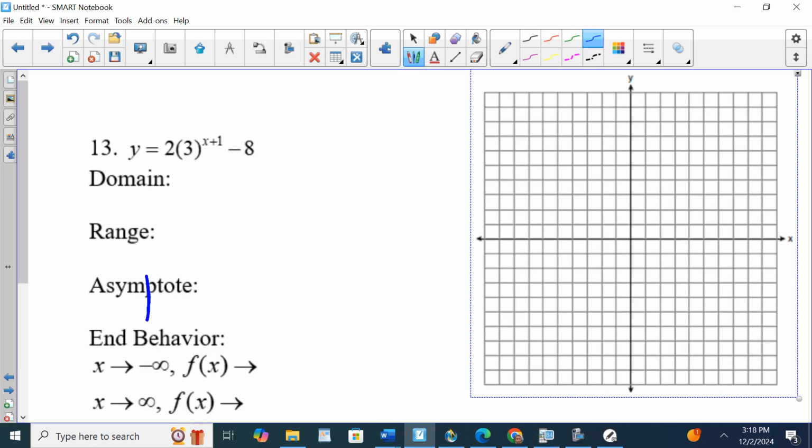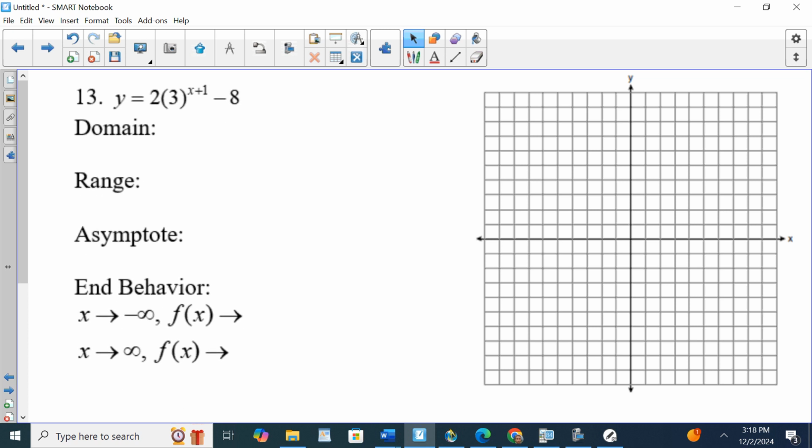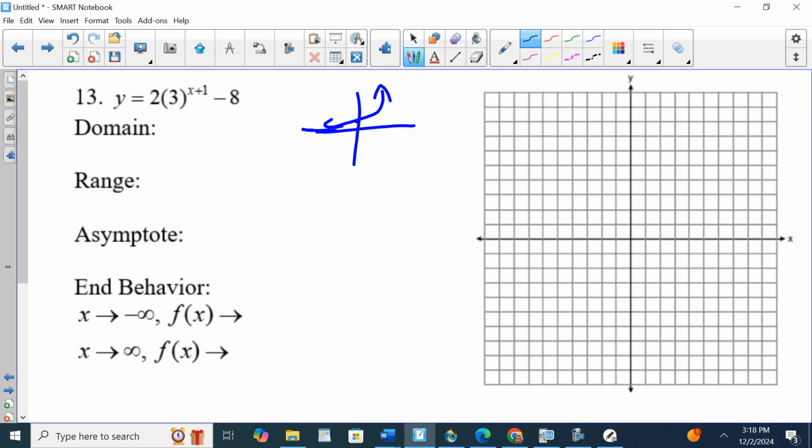Doing an actual graph, keep it simple, type it into the calculator, plot the points. You do need the asymptote. The asymptote might not be a bad idea to do first. For exponential, since my basic growth exponential graph looks like this, and this is your asymptote, the asymptote is going to always be the vertical shift, which in this case is negative 8. So my asymptote is going to be y equals negative 8.